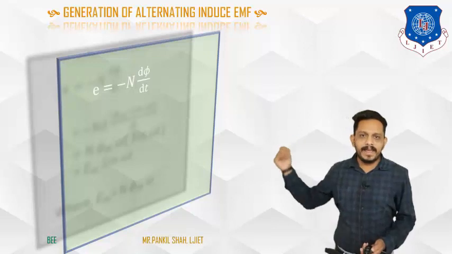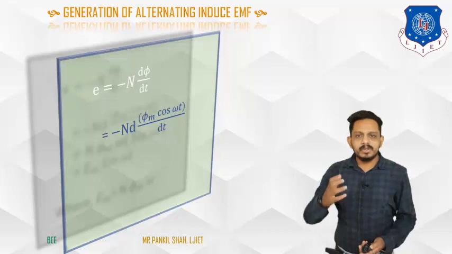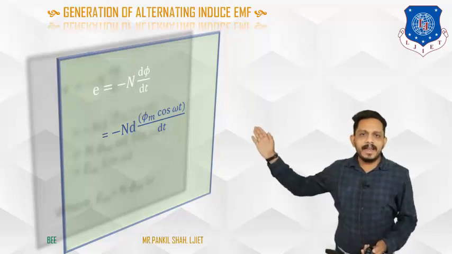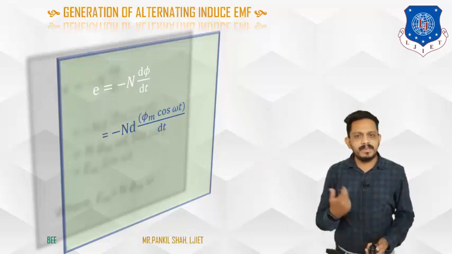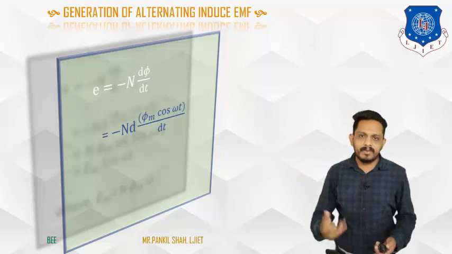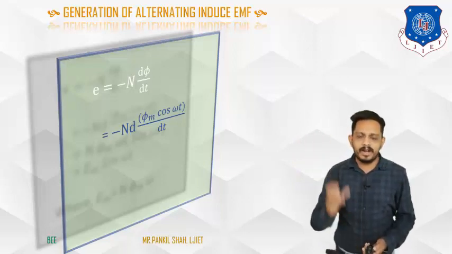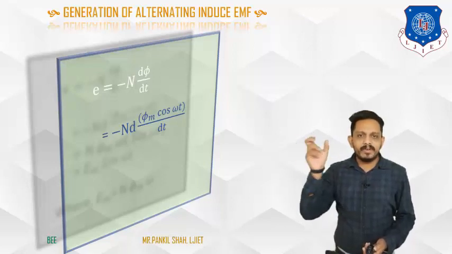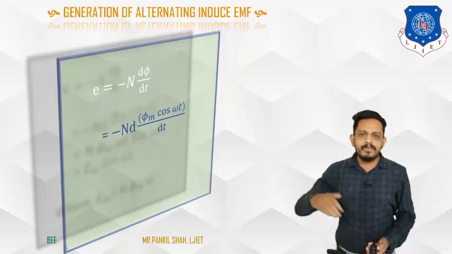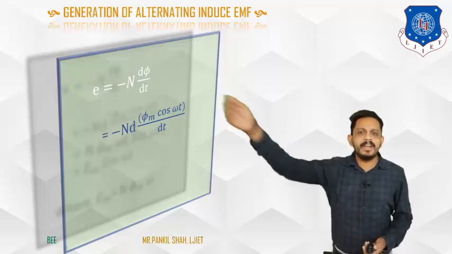So we will place phi equals phi m cos omega t in this equation. The equation will be minus N d by dt of phi m cos omega t, where phi m is the maximum flux and it is a constant flux. So we take it outside of the differentiation term. Now we have to differentiate only cos omega t with respect to time t. Differentiating cos omega t gives minus sine omega t, and by the chain rule it will be multiplied by omega.